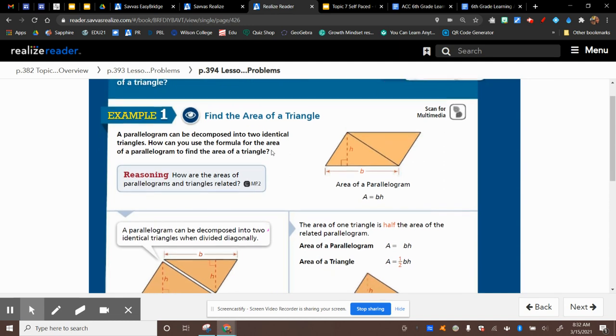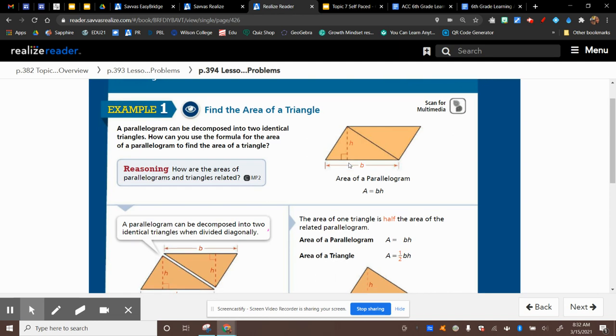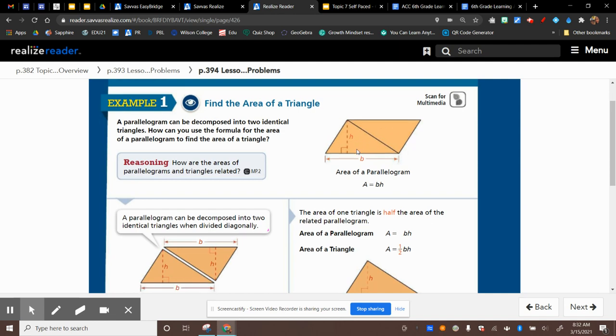So looking at example 1, it says a parallelogram can be decomposed into two identical triangles. How can you use the formula for the area of a parallelogram to find the area of a triangle? Well, area of a parallelogram is base times height. And remember, the base could be either base as long as it's the flat side at the top or bottom. The height has to form a right angle. So you go from the top straight down, and that's base times height. Now, on this parallelogram, it's divided in half. So the area of a triangle would be 1/2 of that.